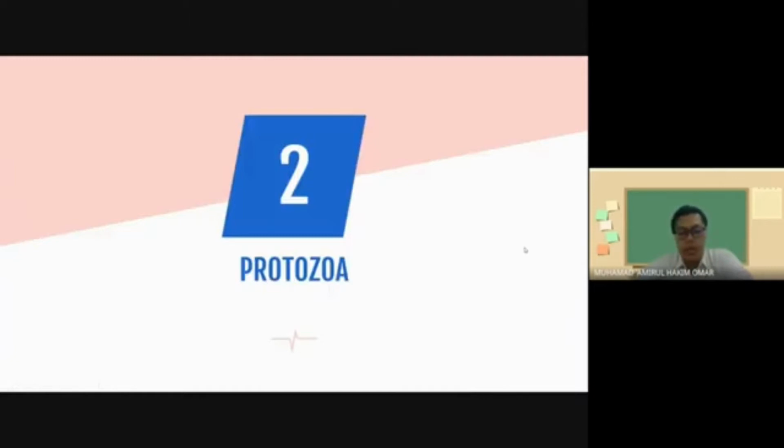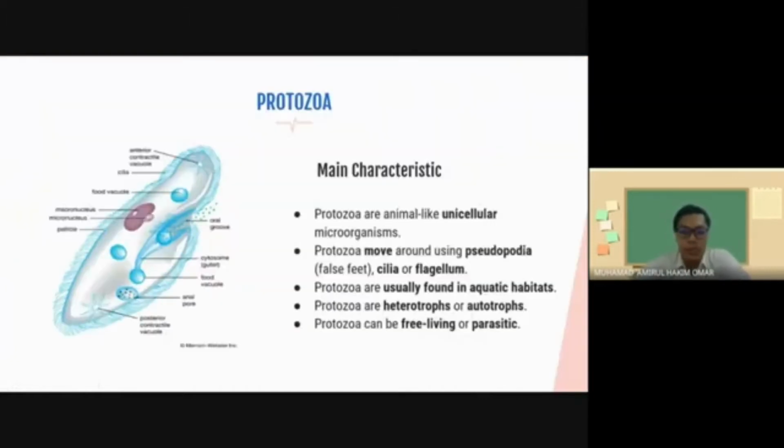Okay, now we move to the next type of microorganism, which is protozoa. Protozoa are animal-like unicellular microorganisms. Protozoa move around using pseudopodia, which are the false feet, cilia, or flagellum. These microorganisms are usually found in aquatic habitats. Protozoa are heterotroph or autotroph. For example, Euglena species is an autotrophic protozoa with chloroplast that can undergo the photosynthesis process. Protozoa also can be free-living or parasitic.